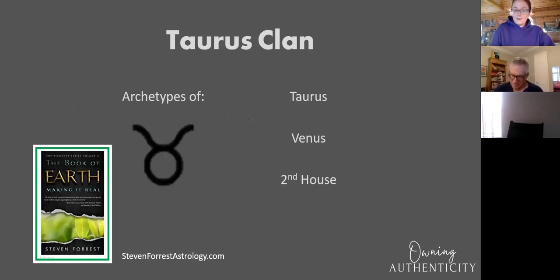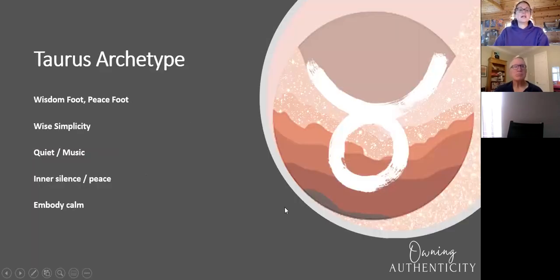So again, reminder, all of these ideas come from the Book of Earth by Stephen Forrest. So these next few archetypes that we'll go through are Taurus, Venus, and the second house. And these are the Taurus clan. So Venus rules Taurus and Taurus rules the second house, if you're familiar.